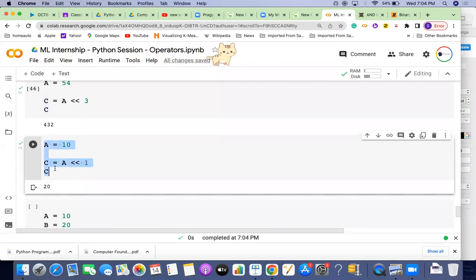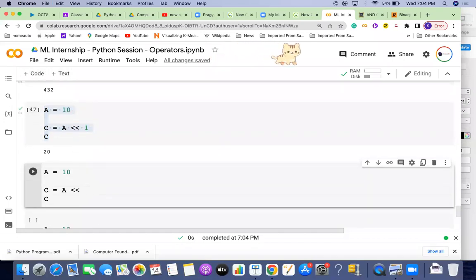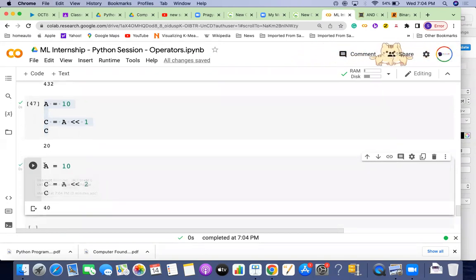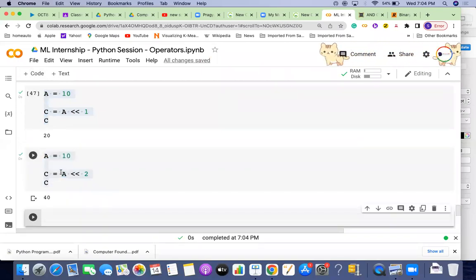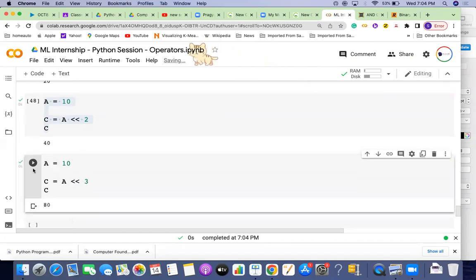And if I do 2 shift, it means I'm multiplying by 2 to the power of 2, which is 4. So 10 into 4 is 40. If I'm trying to do 3 shift, what it indicates is I am multiplying by 2 to the power of 3. What is 2 to the power of 3? It is 8, correct? So I'm multiplying by 8.